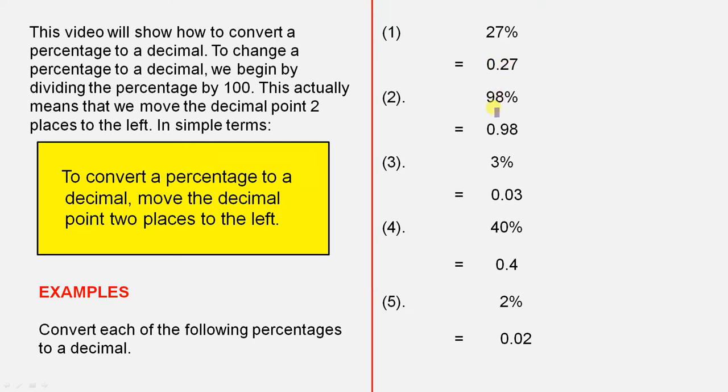In a similar manner, 98% is 0.98. 3%, the decimal point is here, so you move the decimal point 1, 2. So you have to include this 0 here, and that's why it's 0.03. With 40%, the decimal point is there, 1, 2. So it's 0.4. You don't have to write the 0, but if you write it, that's okay. So it's 0.4 or 0.40. And 2%, again, the decimal point is there. Move it 2 places to the left, which means we have to insert a 0. So that's the answer.